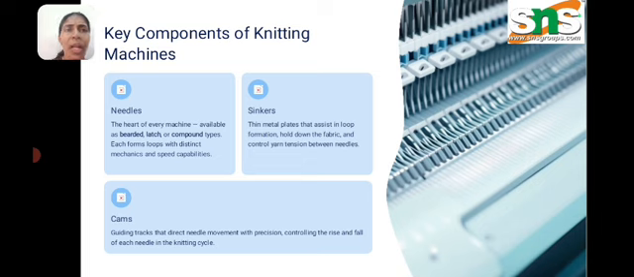Then second one is sinker, a thin metal plate that assists in loop formation, holds down the fabric and controls the yarn tension between needles. Then third one is cam, guiding the tracks that direct needle movement with precision, controlling the rise and fall of each needle in the knitting cycle.